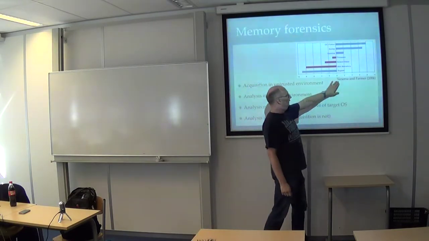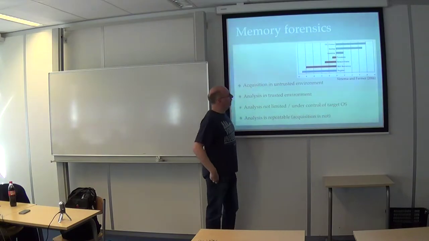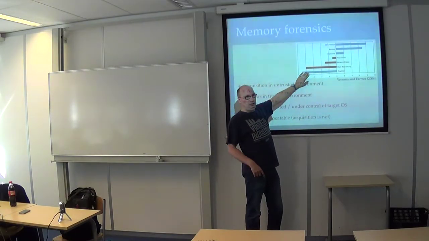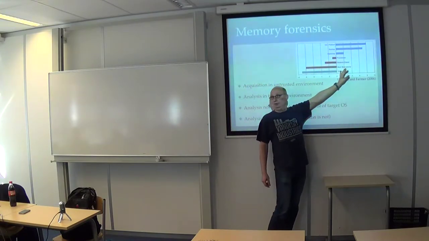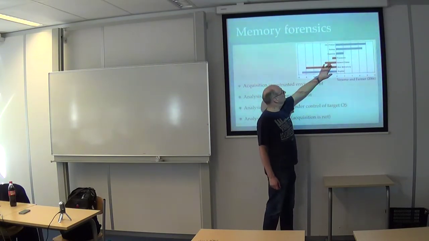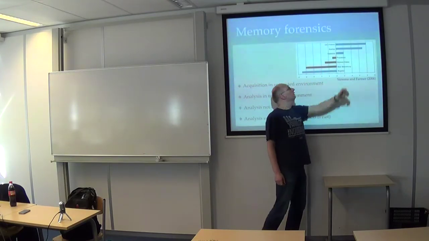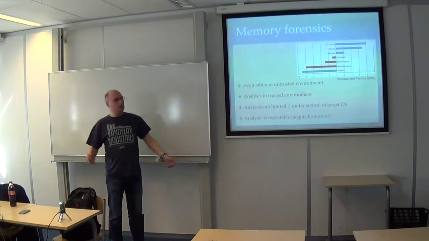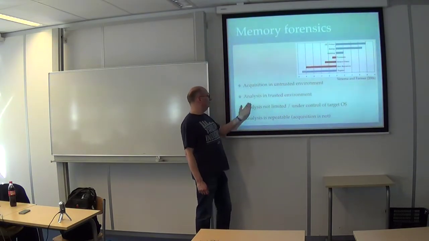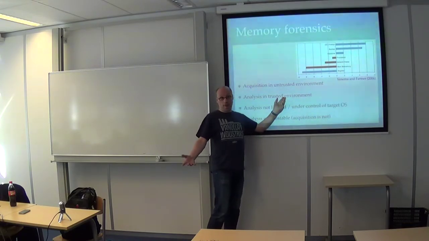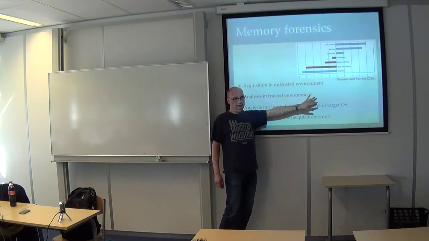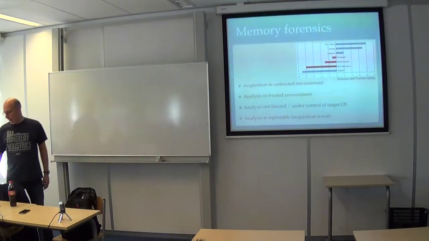We have a study done by Farmer and Venema, looking at how volatile data is. You see that the register data within the CPU is, of course, one of the most volatile places in the computer. Then the main memory, again pretty volatile. Then the network, processes, and then the drive and the backup, and of course a printout or a CD lasts much longer. Acquisition is done in an untrusted environment, a bad thing. We would like to do the analysis in a trusted environment, that's what we prefer if we can, so that the analysis is not under control of the target OS, because if it is, then it might not be reliable.